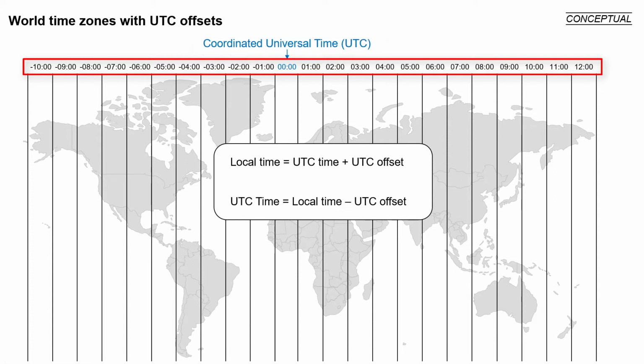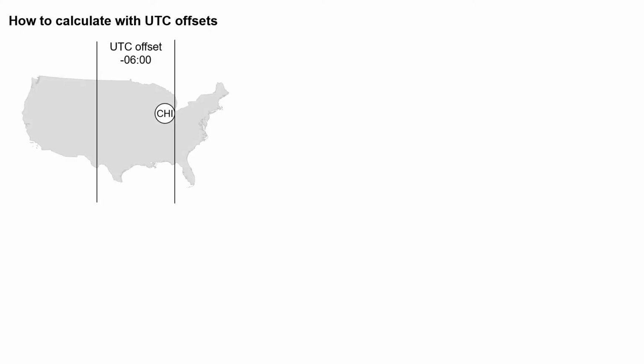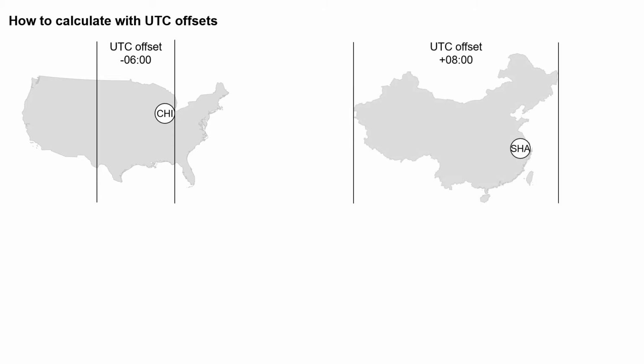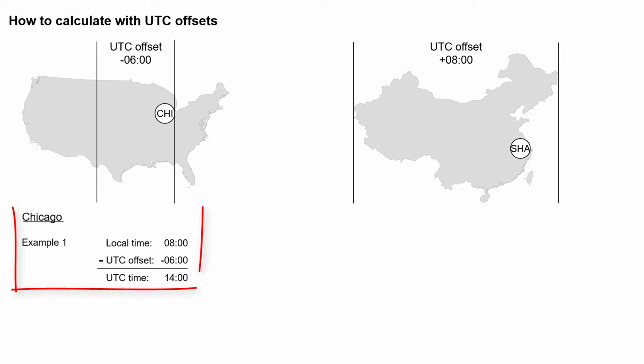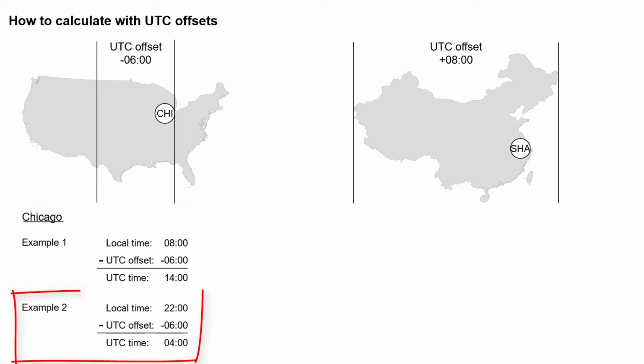West of the prime meridian, the UTC offsets are negative, while east of the prime meridian, they are positive. Chicago, for instance, has a UTC offset of -6 hours, while Shanghai has a UTC offset of +8 hours. To convert local time to UTC time, we need to subtract the UTC offset from the local time. 8 o'clock Chicago local time in the morning therefore is equivalent to 1400 UTC time, or 2200 local time converts into 4 o'clock in the morning.